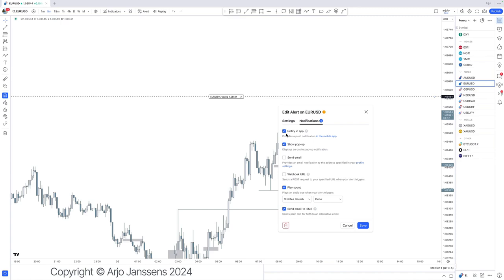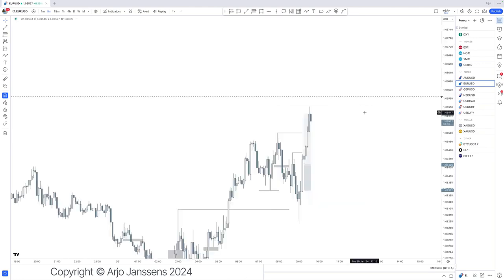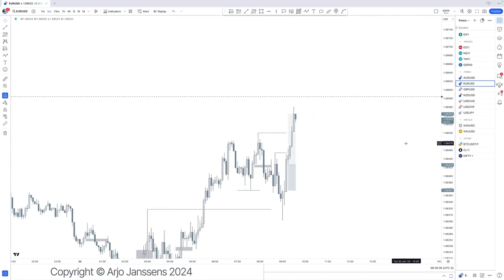Something that I sometimes tend to forget when I'm waiting for an alert: the alert goes off, I think there's nothing happening, but I don't have my notifications on my phone. And show pop-up right there, play sounds. I won't play it, but I have this one, the deafening sound. Send email to SMS right there. It's all things you can change. For the alert to show up on your phone too, you have to change the notifications.